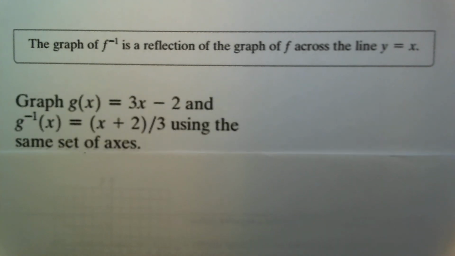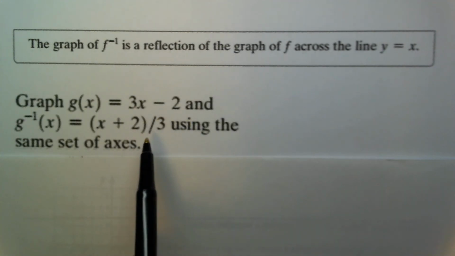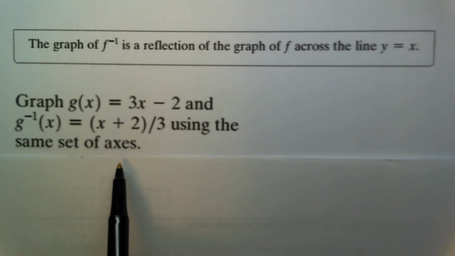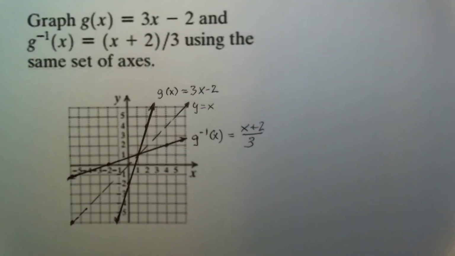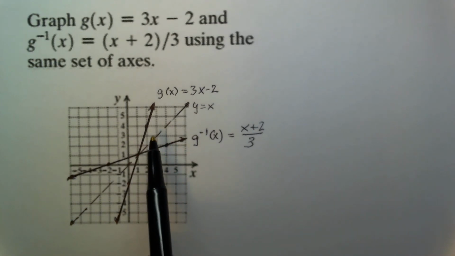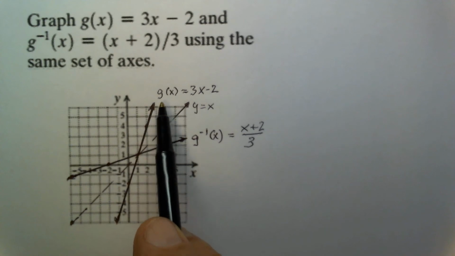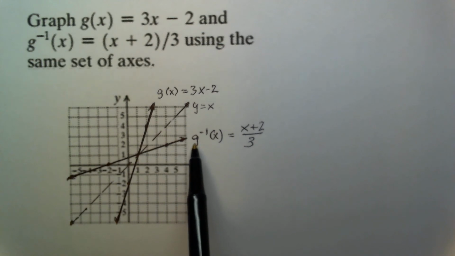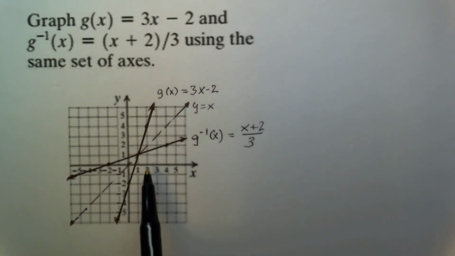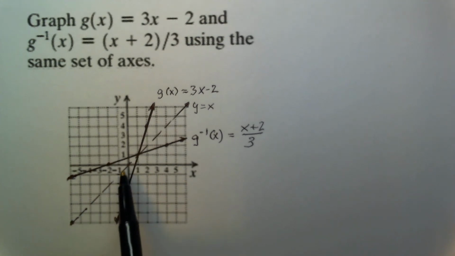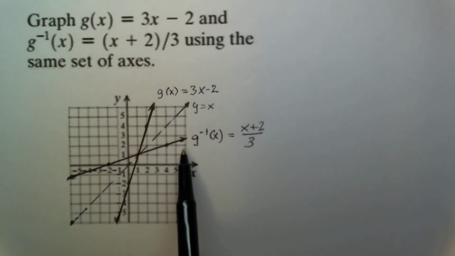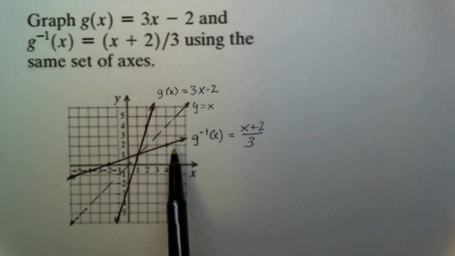And so the next exercise asks us to graph g of x equals 3x minus 2 and its inverse, g inverse of x equals x plus 2 divided by 3, using the same set of axes. Here you have the graph of the original function g of x, 3x minus 2. And here's the graph of the inverse, g inverse of x equals x plus 2 divided by 3. And here's the line y equals x, and you can see that g inverse is a reflection of g of x across the line y equals x.